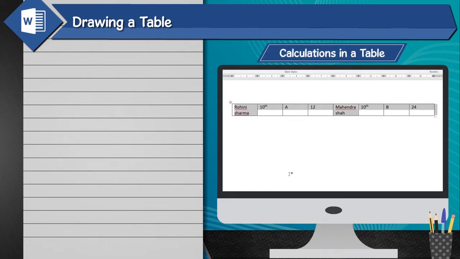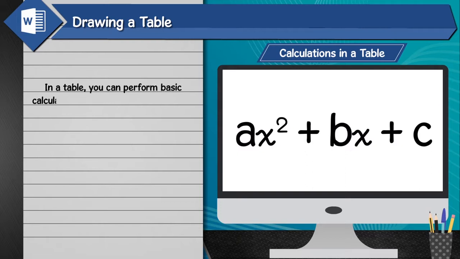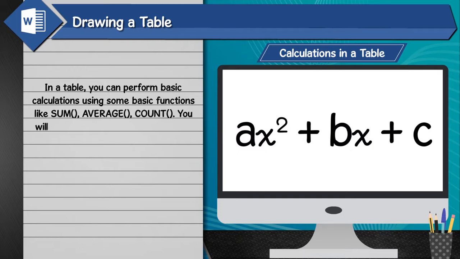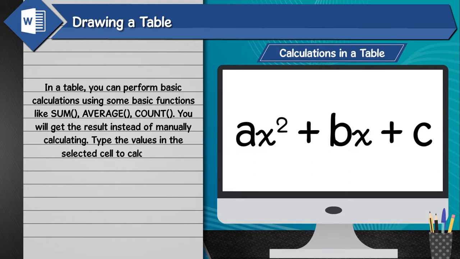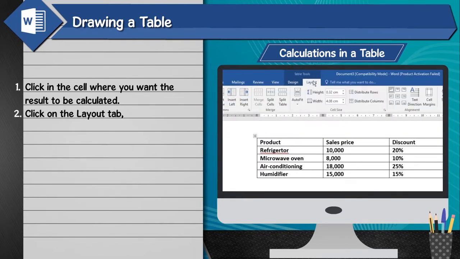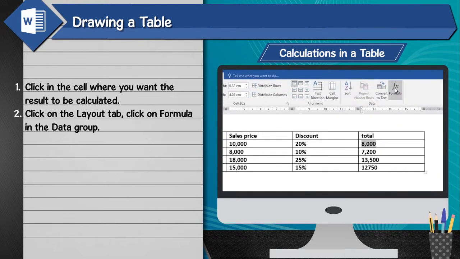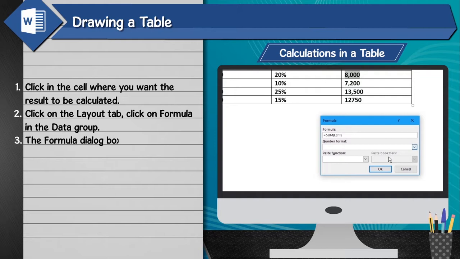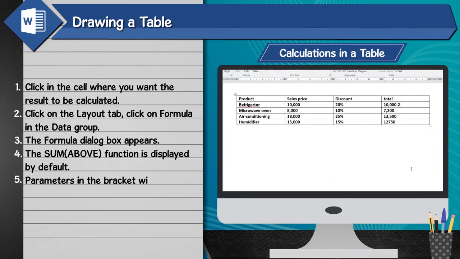Calculations in a table. In a table, you can perform basic calculations using some basic functions like sum, average, count. You will get the result instead of manually calculating. Type the values in the selected cell to calculate. 1. Click in the cell where you want the result to be calculated. 2. Click on the Layout tab, click on Formula in the Data group. 3. The Formula dialog box appears. 4. The SUM(ABOVE) function is displayed by default. 5. Parameters in the bracket will change as per the position of the cursor and number appearing on the side of the cursor.